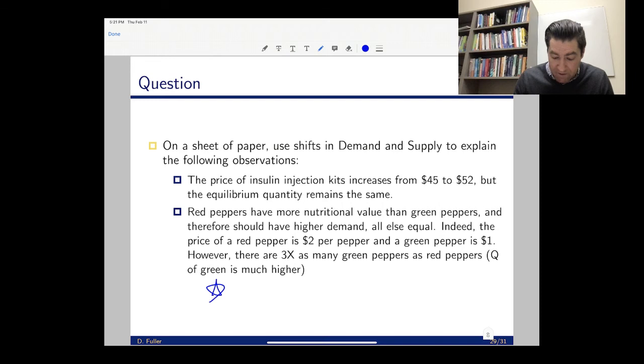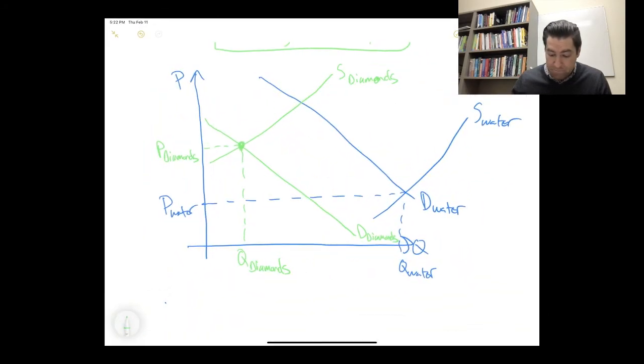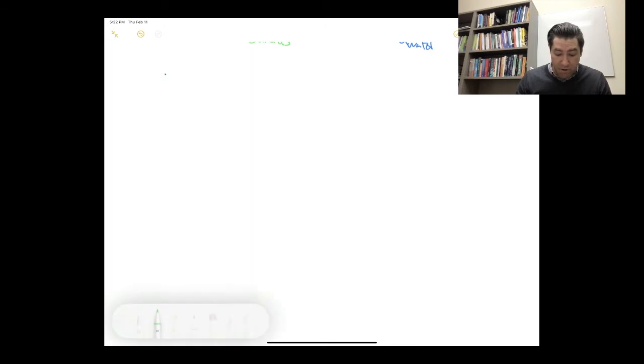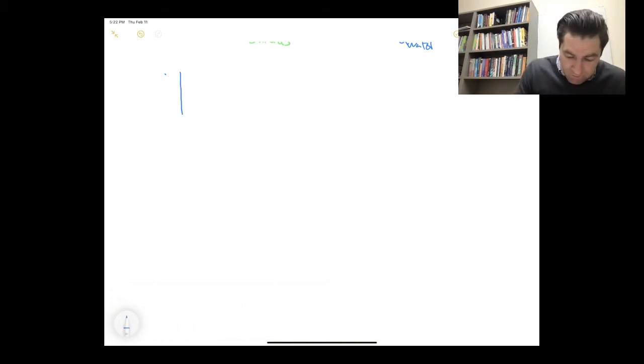So what I expect to see is more red peppers sold at a higher price. But it's not true. And so I want to understand, why is that not true? What must be going on? Now, if you know something about how you grow a red pepper, this might make a lot of sense. So let's draw this out here.